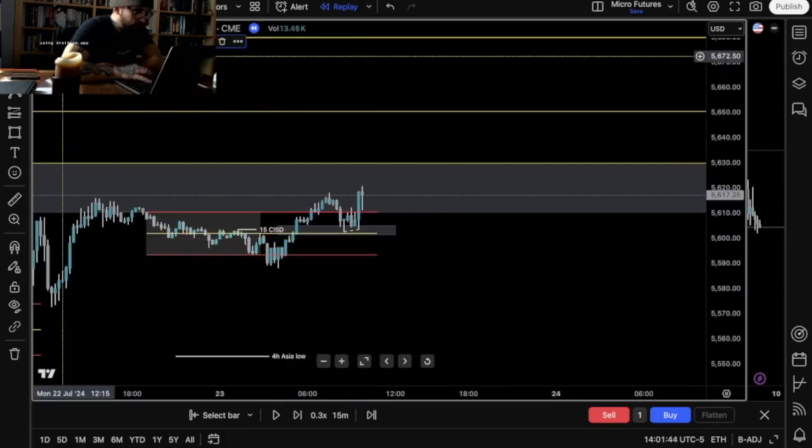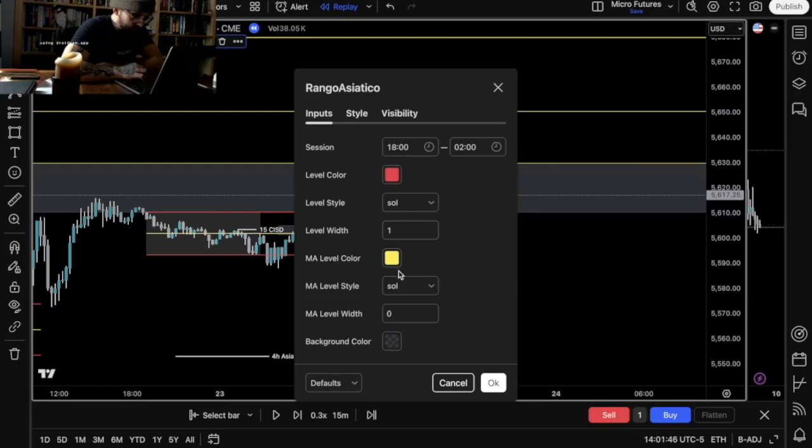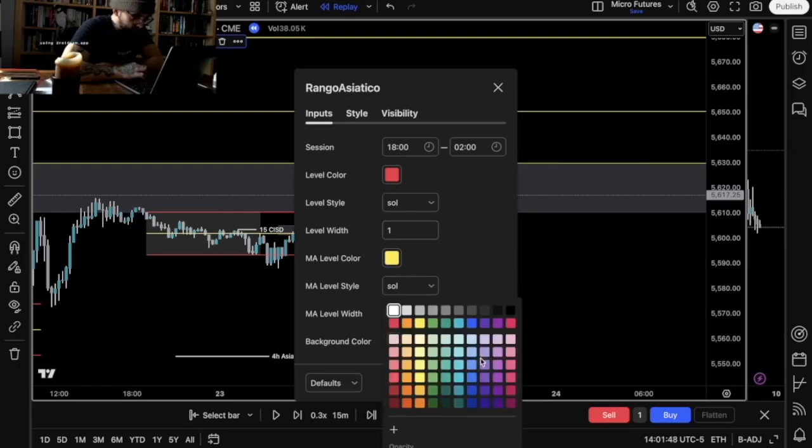It's a fucking ugly color in the background, man. You see that? Fucking disgusting.